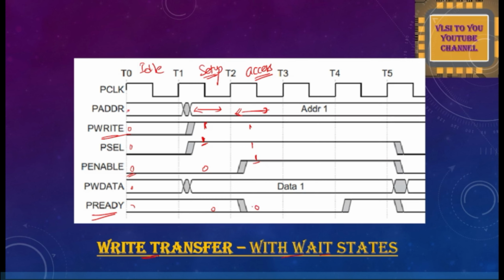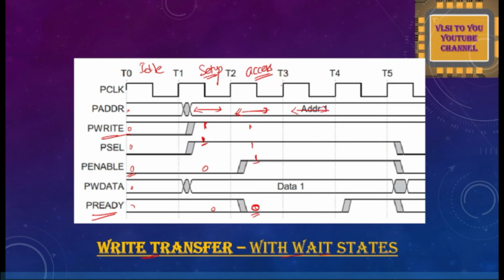Now if you see here, the PREADY is not 1 but it is 0. That means the slave is not going to accept anything that the master is sending, because the slave is not ready to accept anything. So that is why it is 0. So since PREADY is 0, what should it do? It should be in a waiting state. Waiting state means everything will be in the same manner.